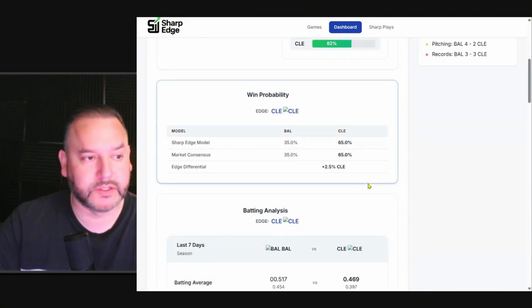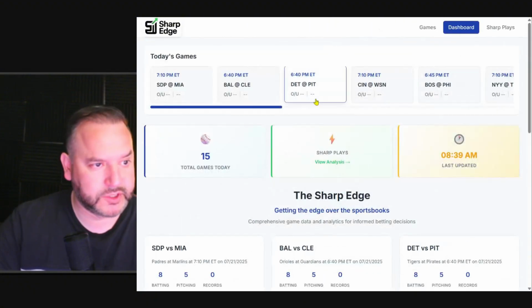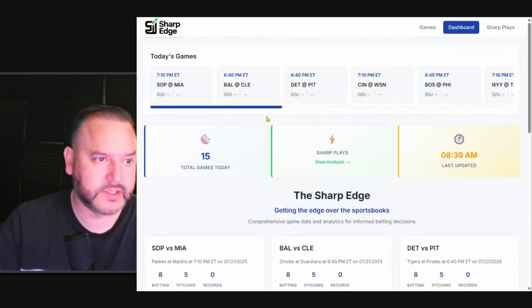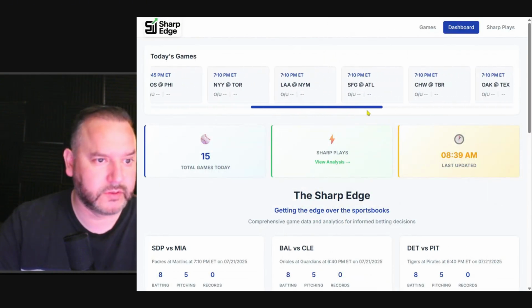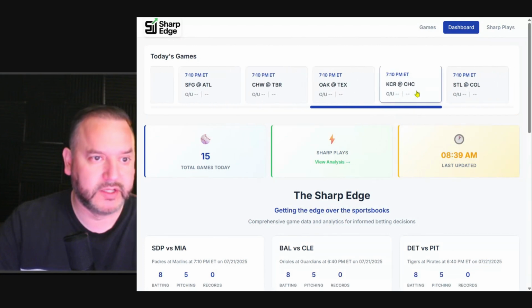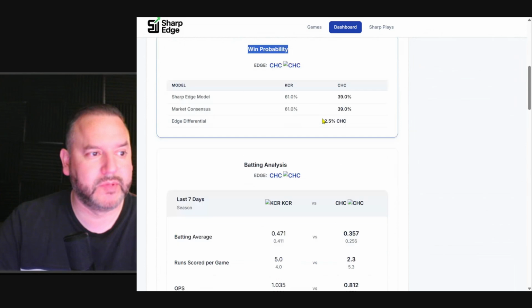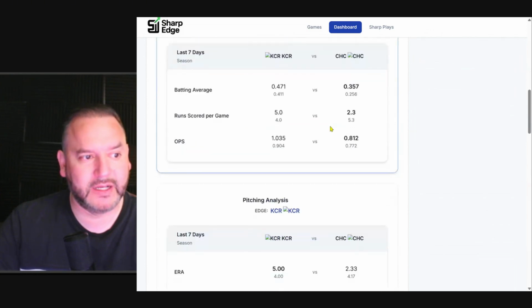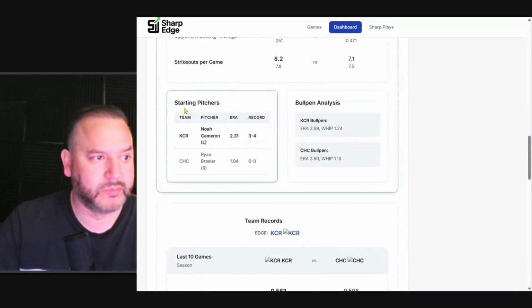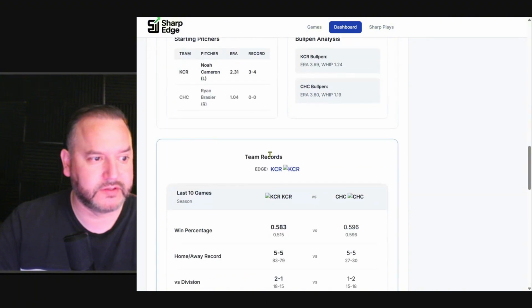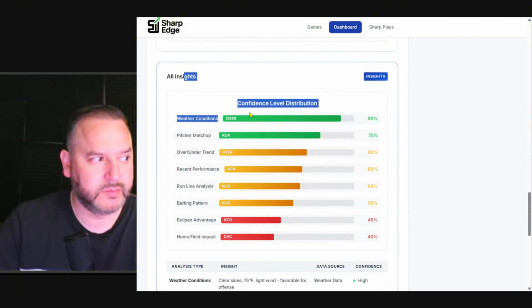So for example, let's look at the Cubs, which I'm going to go over today. Like I said, this is still in beta, so there's still some stuff that's broken, but it does have all the data. Right here it has the line move, the win probability, what the Cubs should be doing, the batting edge, the pitching edge, the bullpen, the starting pitchers, and the team records. Then it gives you a deeper analysis.